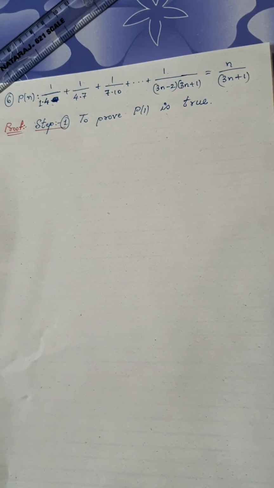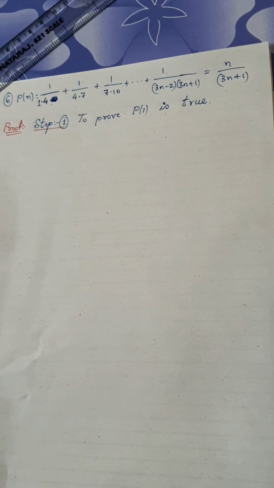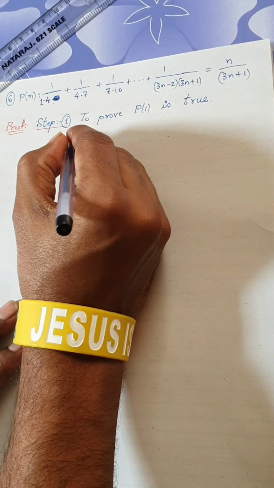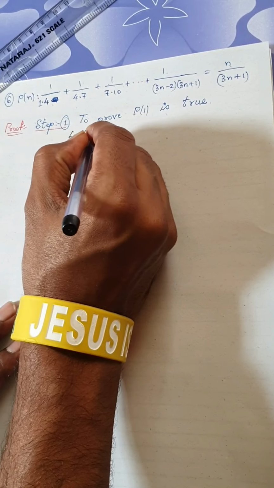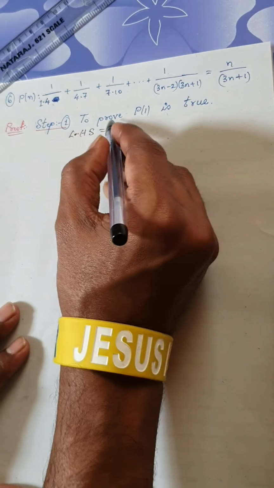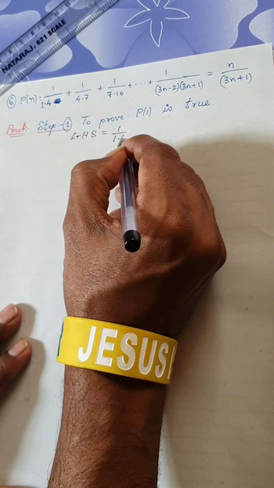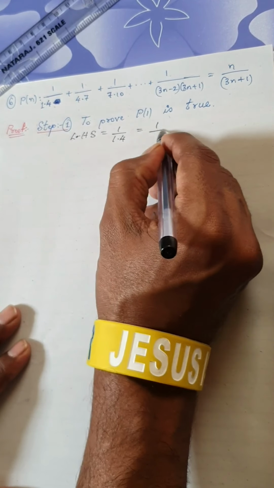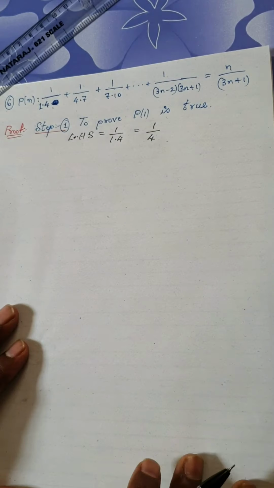As usual, step 1 is to prove P of 1 is true. So what happens to LHS? Check it. LHS is given by, what is the first term? It is 1 divided by 1 into 4. So this is actually nothing but 4 into 1 is 4. Keep it as it is.